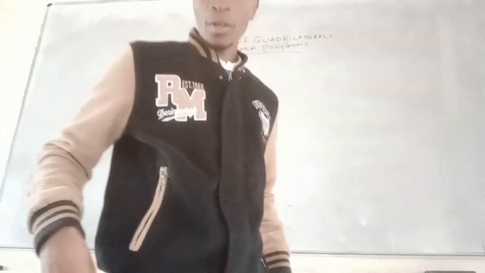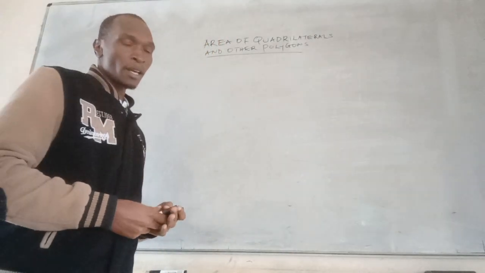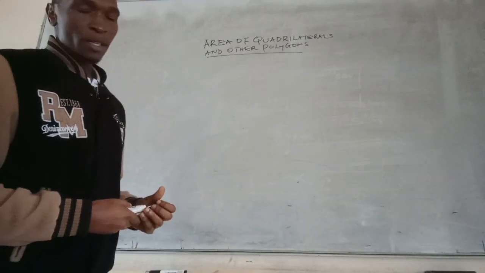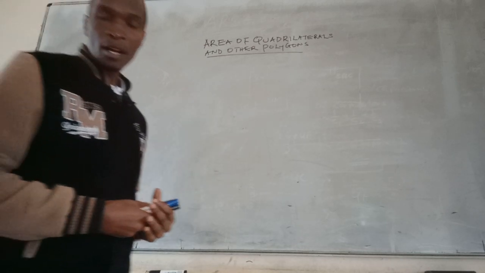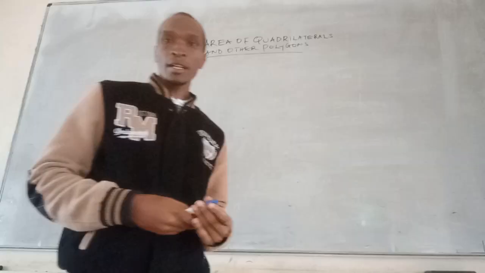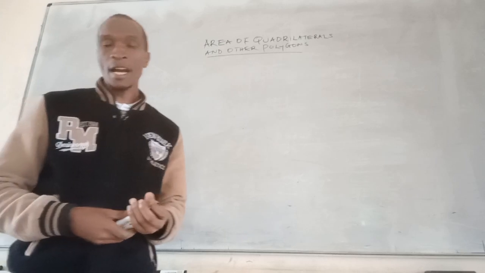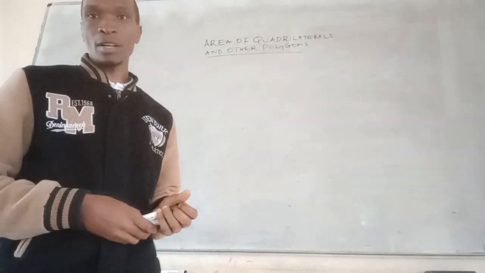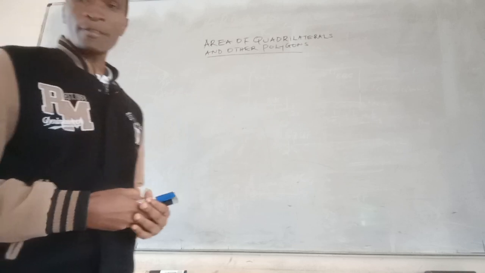Today I want us to look at the topic area of quadrilaterals and other polygons. The objective of this topic: by the end of the topic, the learner should be able to find the area of a quadrilateral. That's objective number one. Number two, the learner should be able to find the area of other polygons, that is regular and irregular polygons. So I'll start by looking at quadrilaterals first.